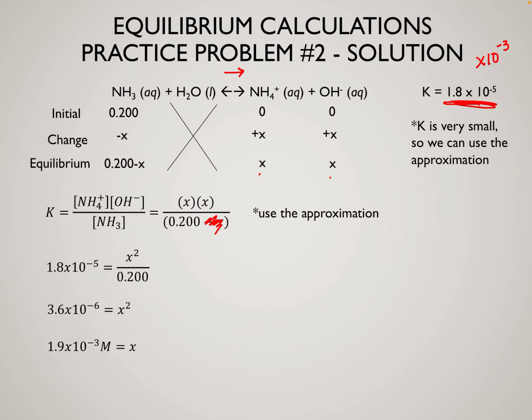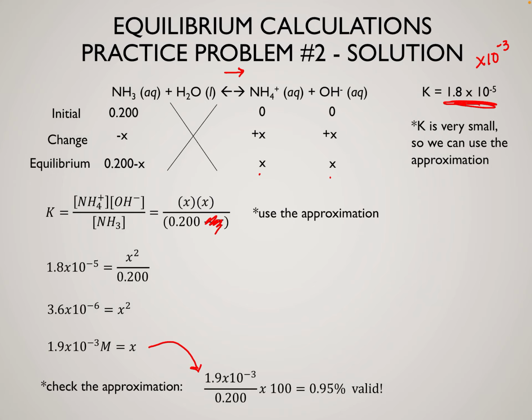We'll take the square root of both sides, and we have our value for x. Okay, since we used the approximation, right now is a good time to go through and check to make sure that we could have done that. The way that we do this is we put our change on the top, right? Our x value goes on the top, and our initial concentration will go on the bottom. Okay, so our change over our initial concentration, multiply that by 100, and we get 0.95%. Therefore, this approximation is valid. We are good to go forward.